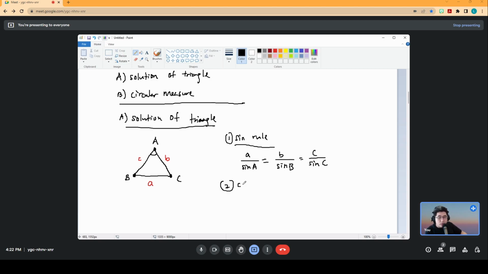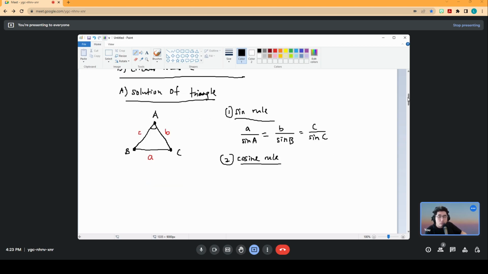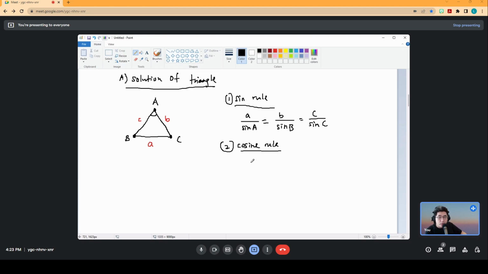Then number 2, we have the cosine rule. Let's say my subject is A. So I can write a square as my subject, and I will write the others on this side. So I can write them as b square plus c square minus 2bc cos A.